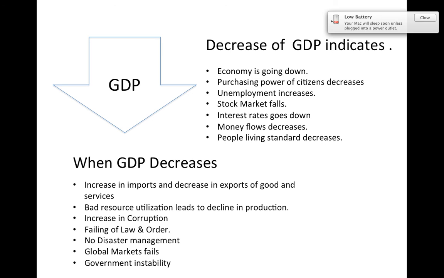Usually GDP decreases when imports increase and exports of goods and services decrease, and bad resource utilization or wastage of resources may decline production and result in a GDP decrease. Corruption is also a major factor in decreasing GDP, because when black money increases, white money decreases. So the GDP value decreases because that money will not be accounted into the GDP.